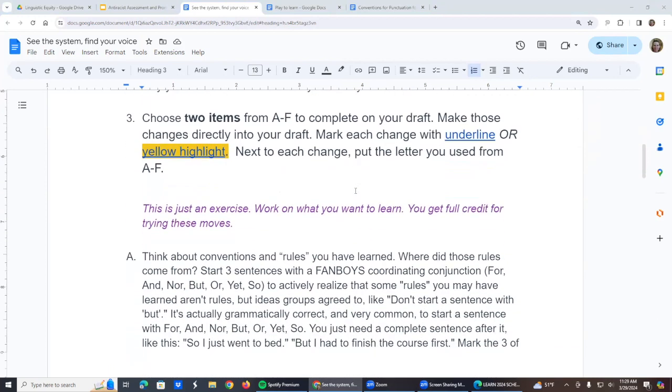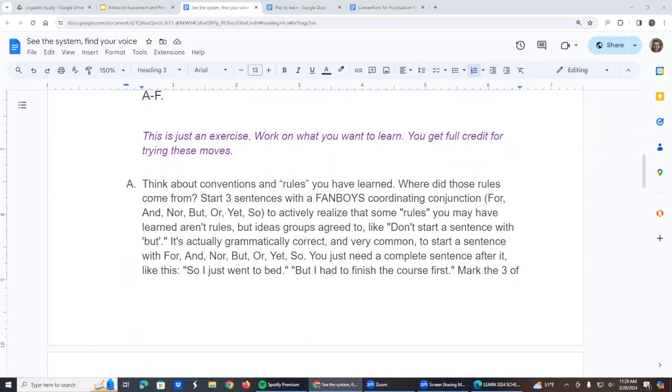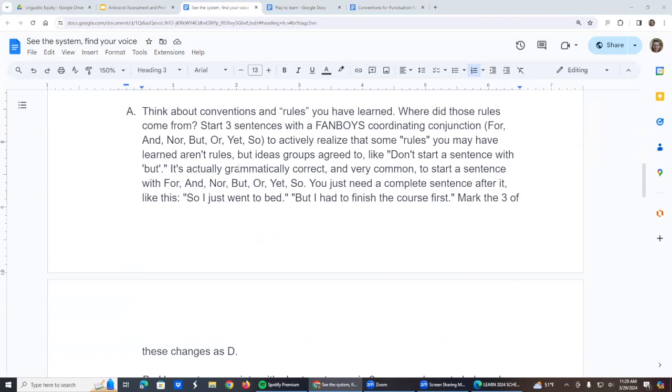And then the next thing is, again, lots of choice. I just want them to choose 2 different things to try out on their draft. And it doesn't matter how well they do it. I just want them to play around and try. So this is the second thing I'm trying to get them to do is think about the conventions and the rules that you have learned. Where did those rules come from?